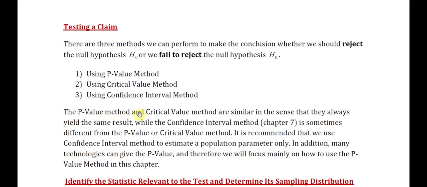Now the p-value method and the critical value method are similar in the sense that they always give you the same results, while the confidence interval, the one that we saw in chapter 7, is sometimes different from the p-value or the critical values. Therefore, it is recommended that we use the confidence interval to estimate a population parameter only, not for testing. In addition, because many technologies, including the TI-83 or 84, can give you the p-values, we will focus mainly on how to use the p-value method in this chapter.